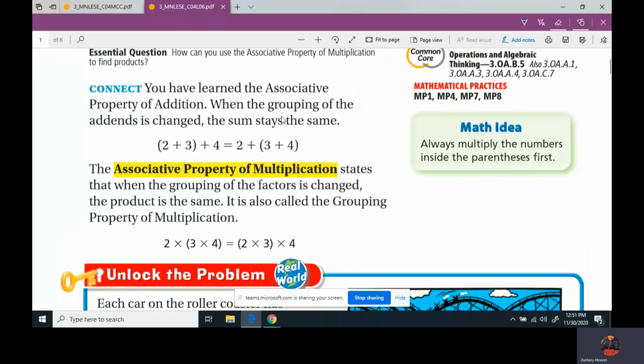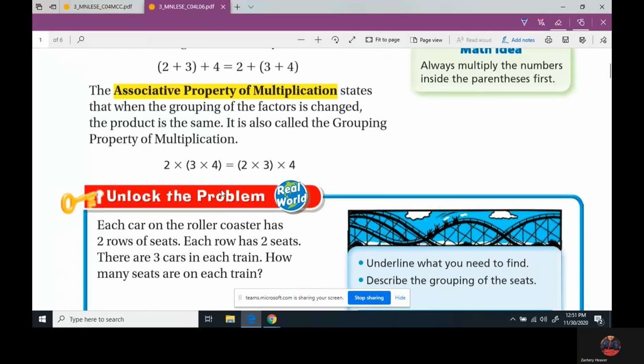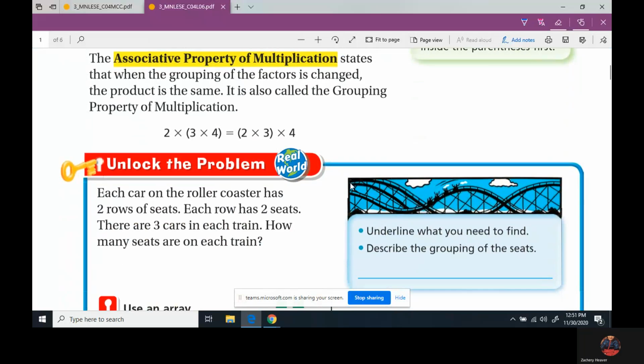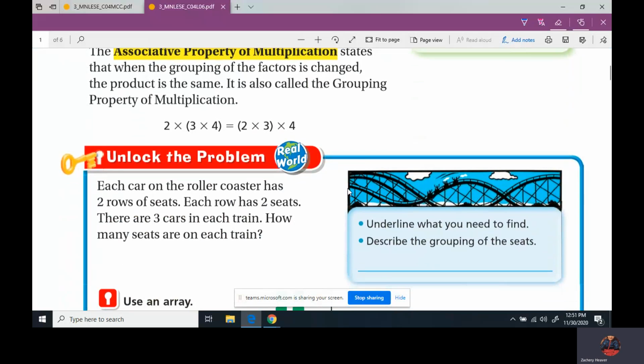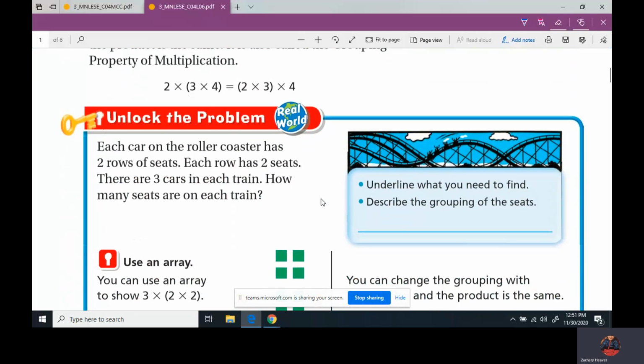The cool thing about this is no matter how you group them, the sum for addition will stay the same, and the product for multiplication will stay the same. So let's say 2 times 3 times 4. 3 and 4 are in a group, but now 2 and 3 come over. Even so, this side is going to equal the same as this side, no matter what group they're in. That's the associative property. It's true for commutative too as well.